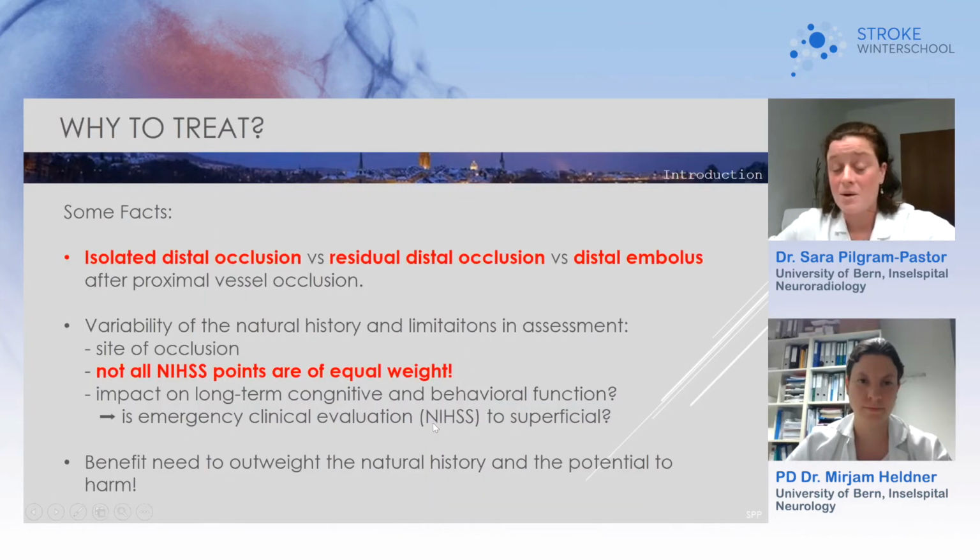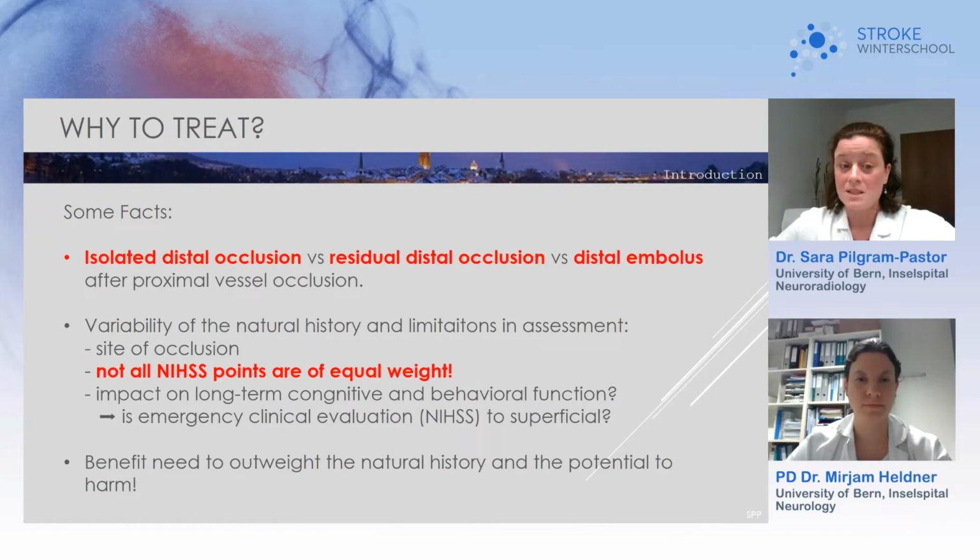Another fact is that you always have to take into account that a distal occlusion can be isolated, so happen through an embolus from the heart or wherever, and it can be a residual distal occlusion after a proximal vessel occlusion. You are not always knowing if the thrombus was fragmented from the beginning, or if you yourself did it via treating the patient.